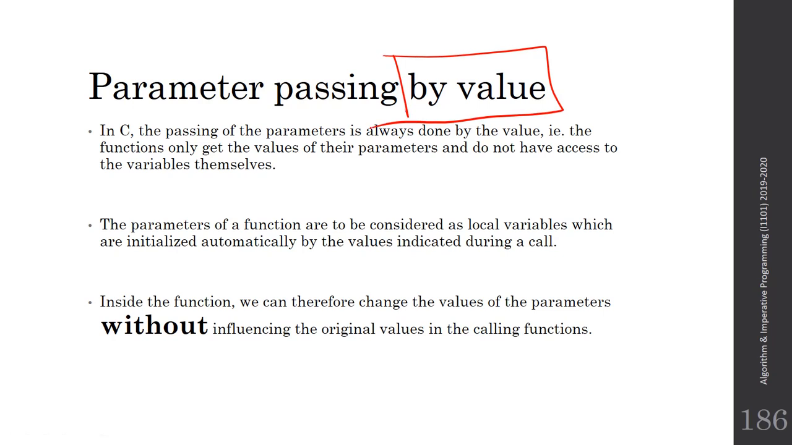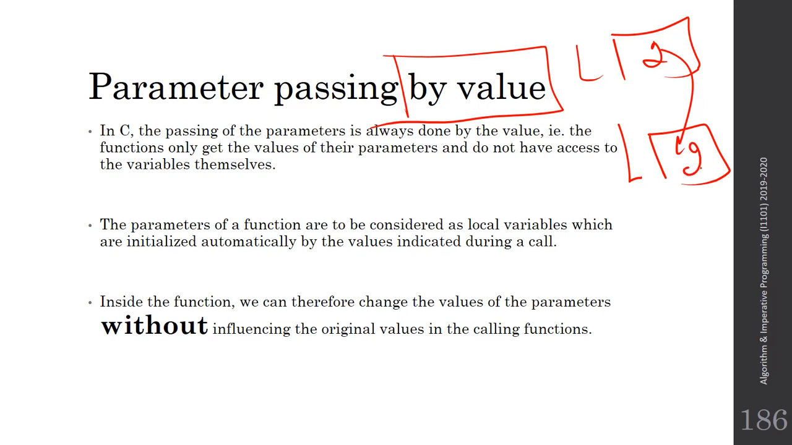I have a variable, it contains L, it contains 2, and I have a function that has a parameter which is L. I will not be using the same L, I will be copying the value of L into the variable of the local function. So this is by value. We are always copying the value. We are not using the same variables.